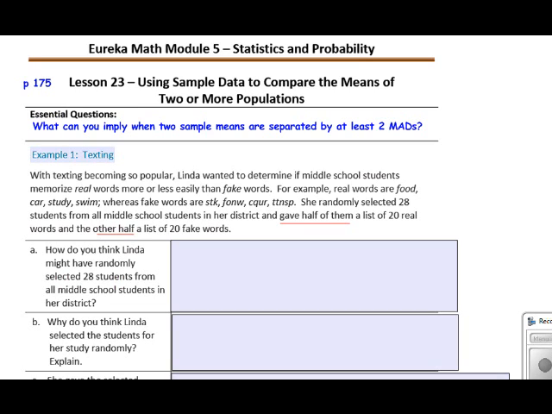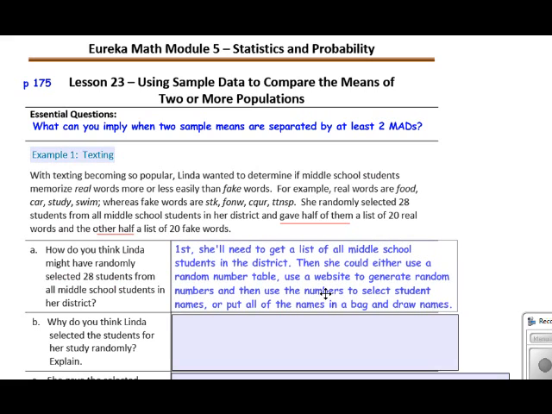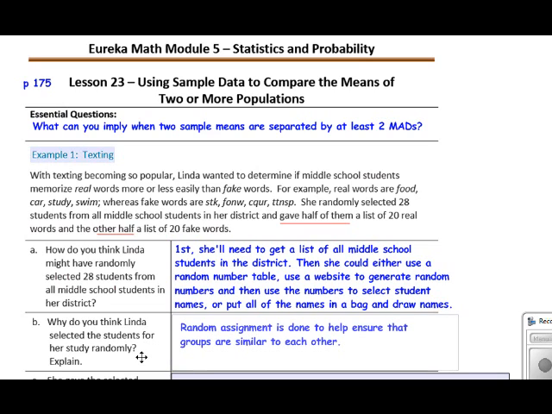A. How do you think Linda might have randomly selected 28 students from all middle school students in her district? First, she will need to get a list of all middle school students in the district. Then she could either use a random number table, or use a website to generate random numbers and then use the numbers to select the student names, or put all the names in a bag and draw names. B. Why do you think Linda selected students for her study randomly? Explain. Random assignment is done to help ensure that groups are similar to each other.